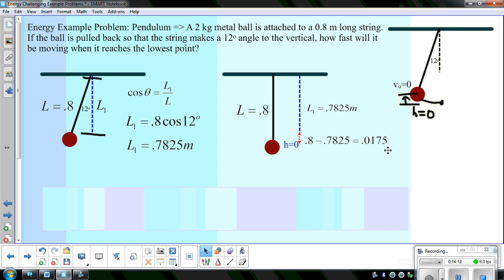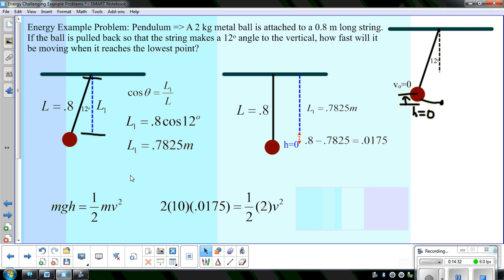After all that work, now we're finally ready to make our energy equation. So initially, if it starts with this velocity of 0, it only has gravitational potential energy. And at the bottom, if it's at a height of 0, it only has kinetic energy. So plugging in our numbers, and we could cross the mass out if we wanted to, because it's in both sides. I put it in on this one.